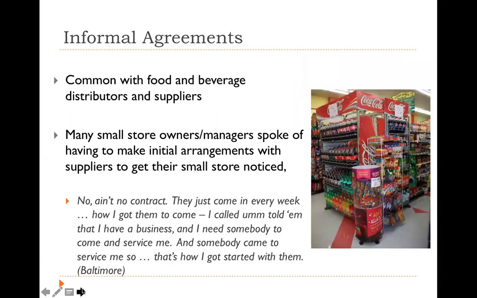Much more common were informal agreements, and many small store owners and managers spoke of having to make initial arrangements with suppliers to get their small store noticed. So in other words, they often bemoaned the fact that they didn't have a contract, that they actually had to go out and contact these suppliers and distributors in order to get their stores stocked. And so this was an initial challenge that they faced. Next slide.